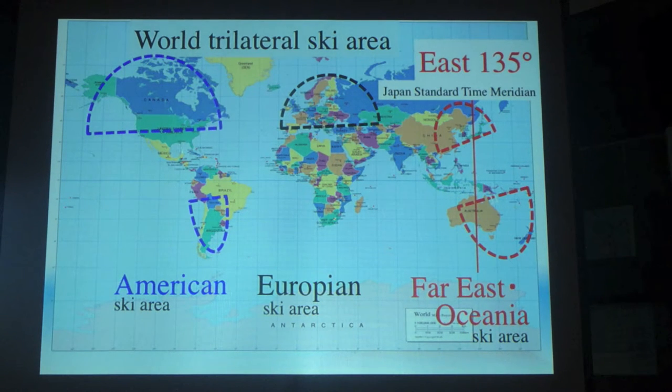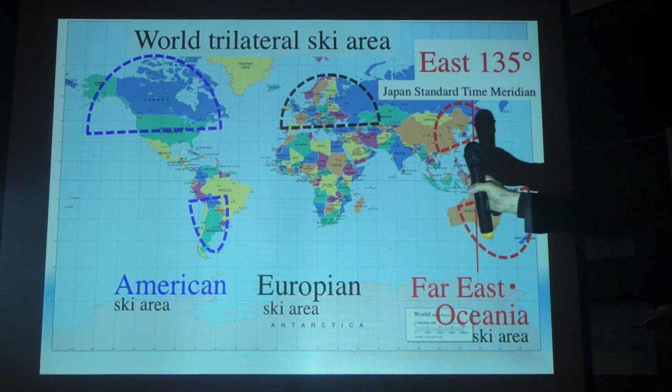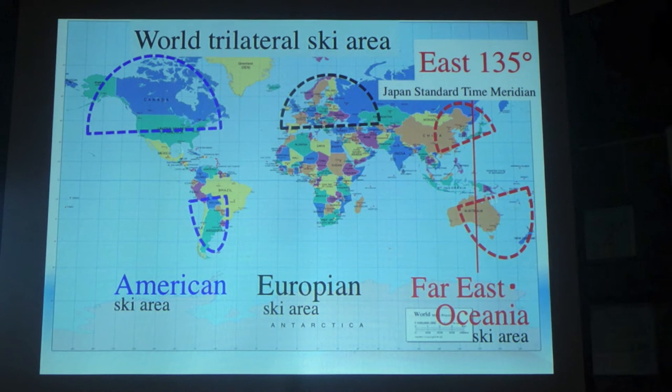First, I speak about longitude. This slide shows the three major ski areas in the world. The first is the European ski area, and the second is the American ski area, north and south. And the last is our Far East and the Oceania ski area.